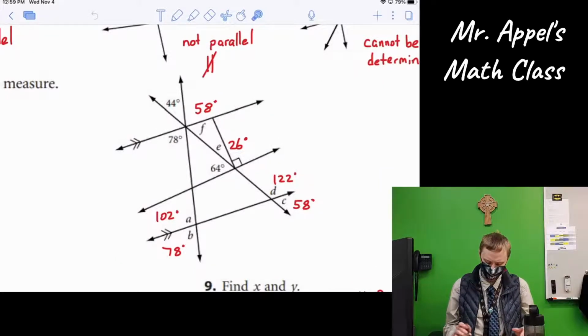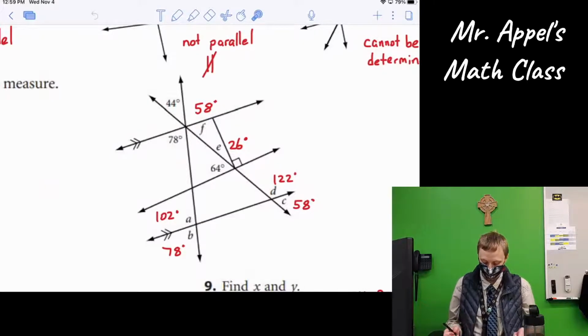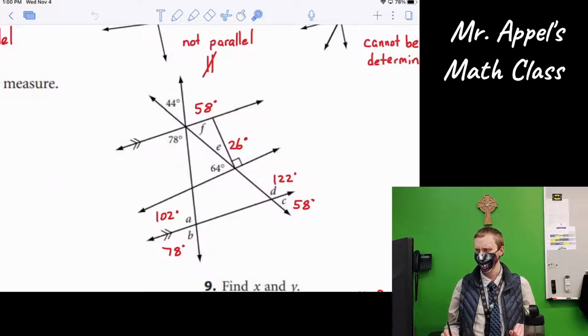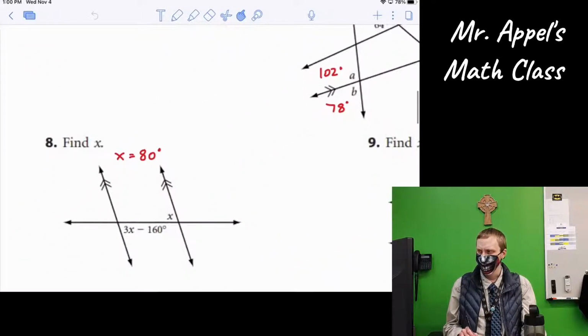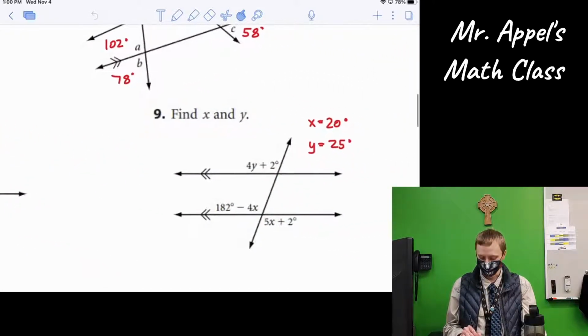I tried to put them as close as I could. So E here is the 26 degrees and F is the 58 degrees. And then finally 8 and 9. 8 here is 80 degrees, and 9, x is 20 degrees, y is 25 degrees.